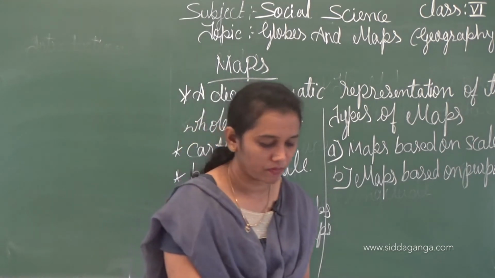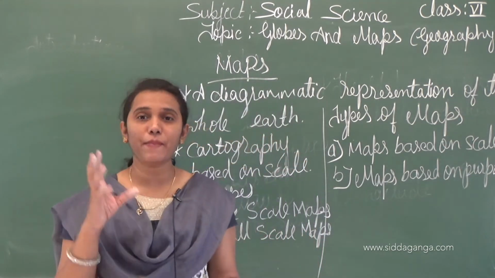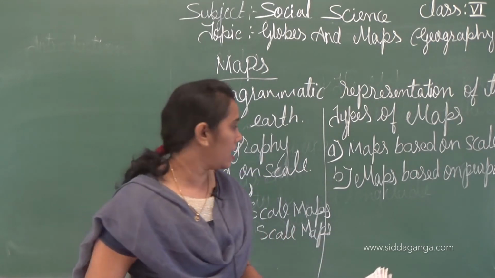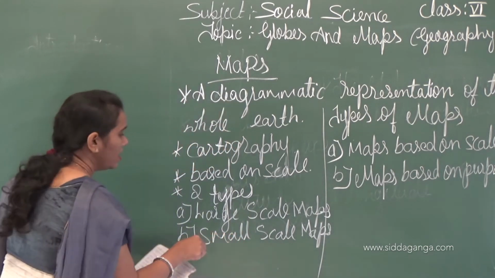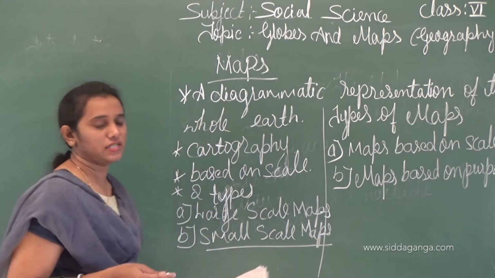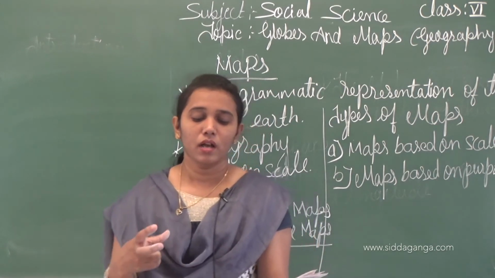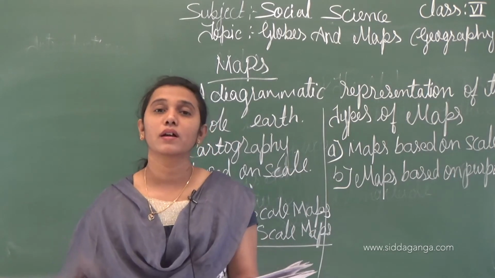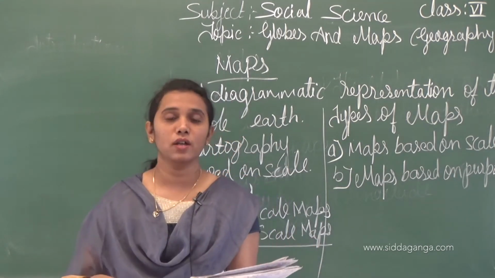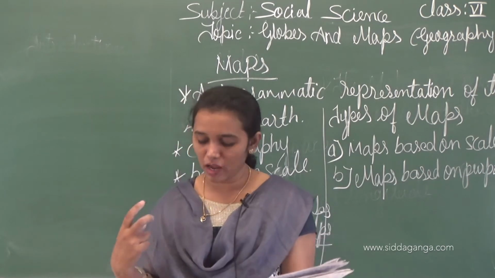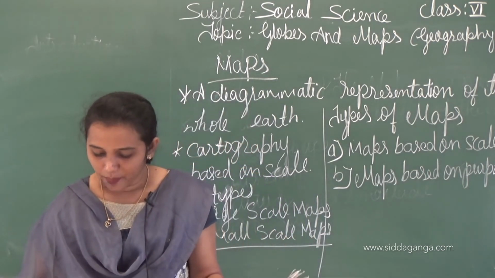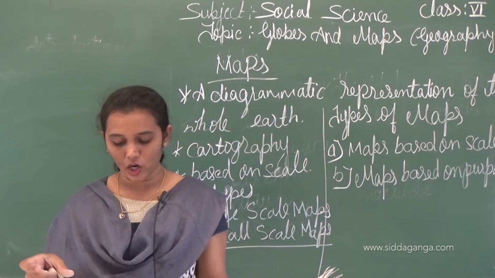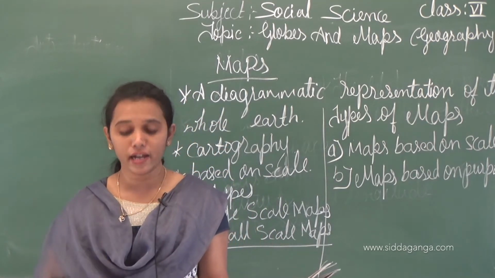Okay. Next, what are small scale maps, children? See here, they represent large areas. Small scale maps represent large areas such as the world, countries, continents. Okay, children. These small scale maps are further divided.